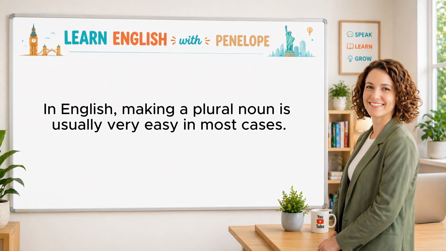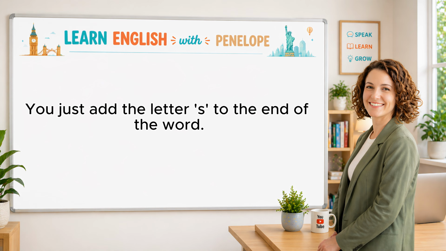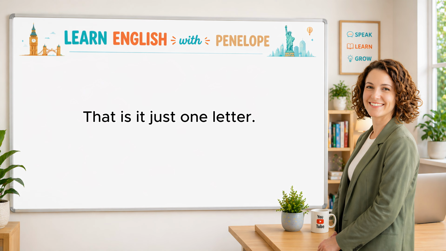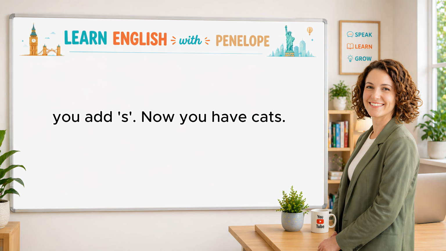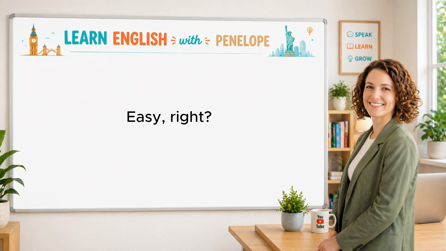Now here is the exciting part. In English, making a plural noun is usually very easy. In most cases, you just add the letter S to the end of the word. That is it. Just one letter. Just the letter S. So if you have one cat and you want to say more than one cat, you add S. Now you have cats. 1 cat, 2 cats. Easy, right?